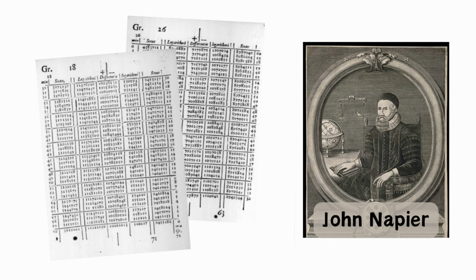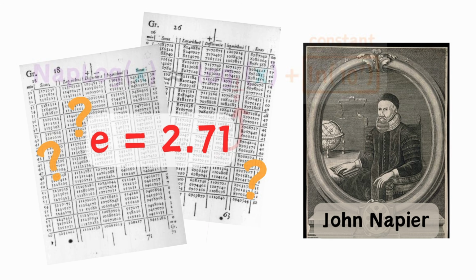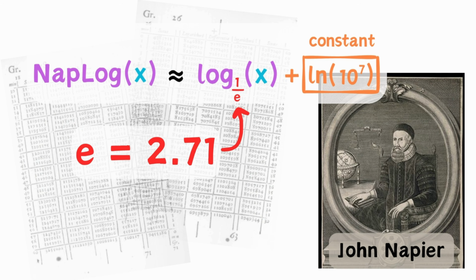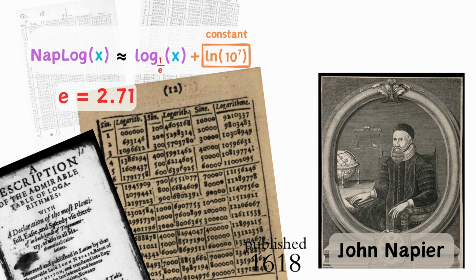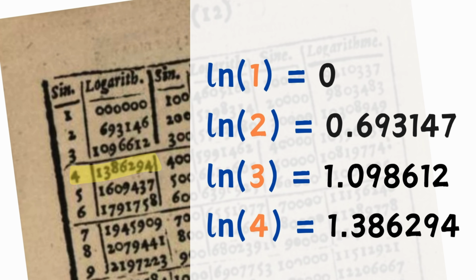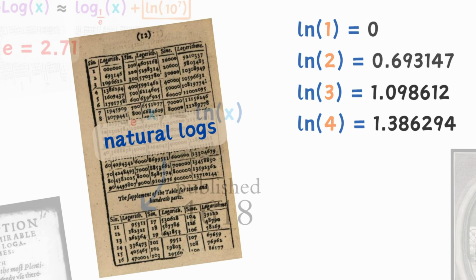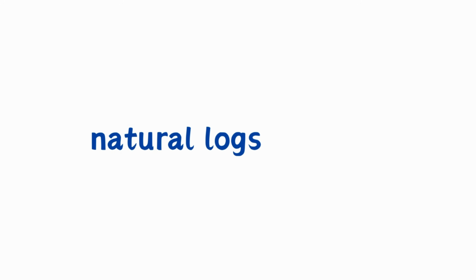Now, Napier constructed huge tables of logarithms, and while e was not specifically mentioned, it was secretly present in each logarithm. Interestingly, in 1618, a table was found in the appendix of Napier's logarithm tables that listed the natural logarithms, even though e wasn't recognized at the time. Natural logarithms, or logarithms with a base of e, continued to astonish mathematicians.